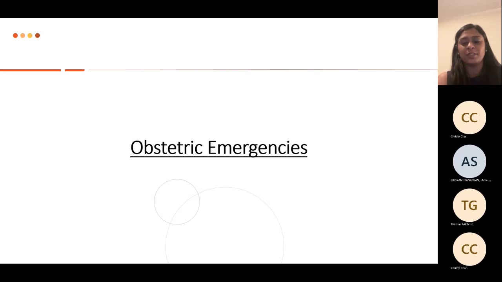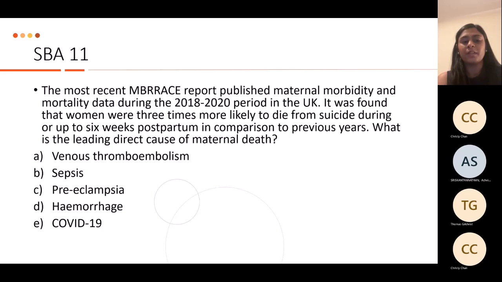We'll move on to obstetric emergencies. So we're now on 204. The next question is with reference to the recent MBRRACE report, which was published on maternal morbidity and mortality data during the 2018 to 2020 period in the UK. It was found that women were 3 times more likely to die from suicide during or up to 6 weeks postpartum in comparison to previous years. What is the leading direct cause of maternal death?